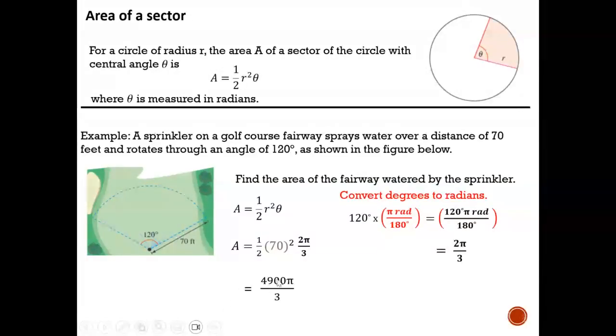So this is the exact area, but they want you to round off to the tenth place. So it's going to give us something like 5,131 square feet. That's how much of the golf course was watered. Okay.